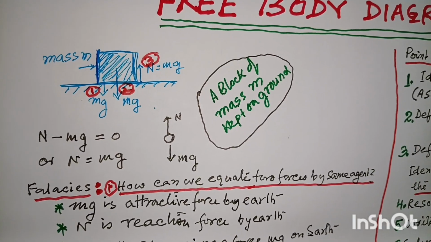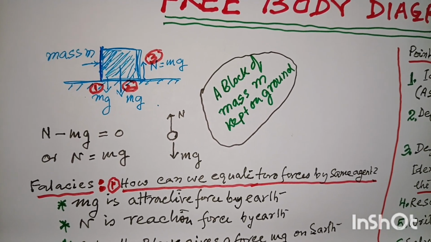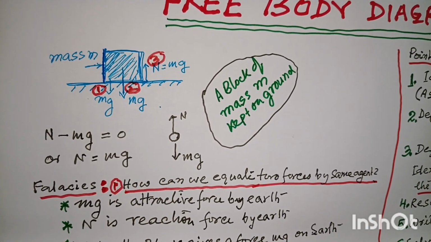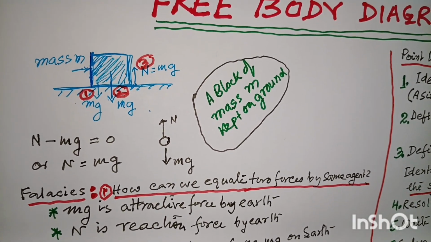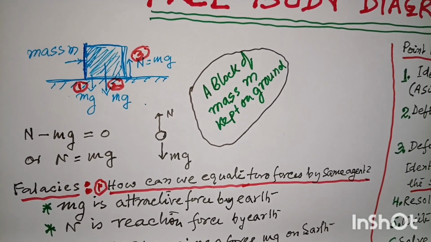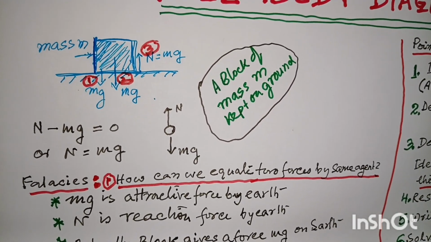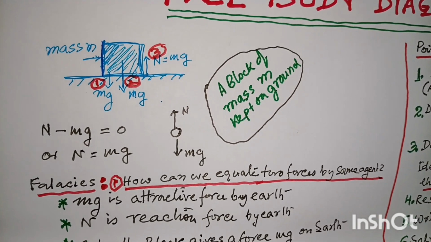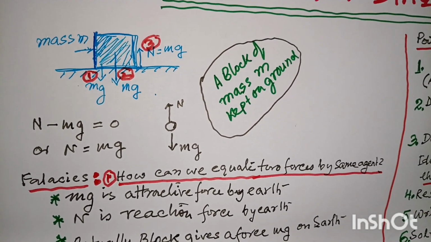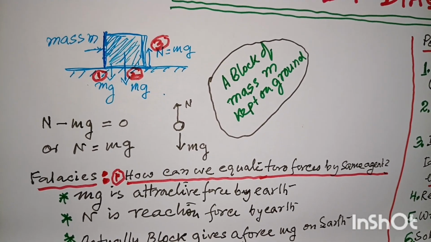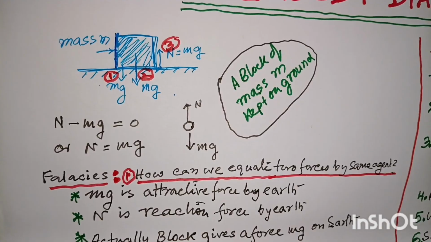And if we take upward as positive and downward as negative, we will write N minus mg equal to 0 and we will write N equal to mg. I think this is a very simple example. But there are so many fallacies associated with it. Why am I talking about fallacies? Because unless you clearly understand these points, you cannot go for more complex free body diagrams. And there you will definitely be committing mistakes.